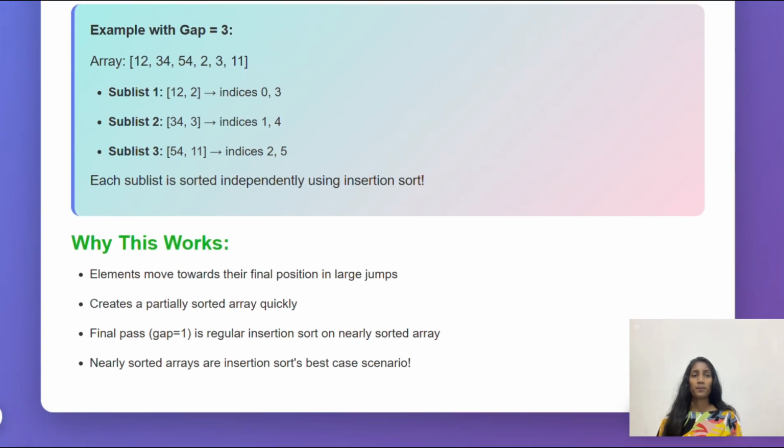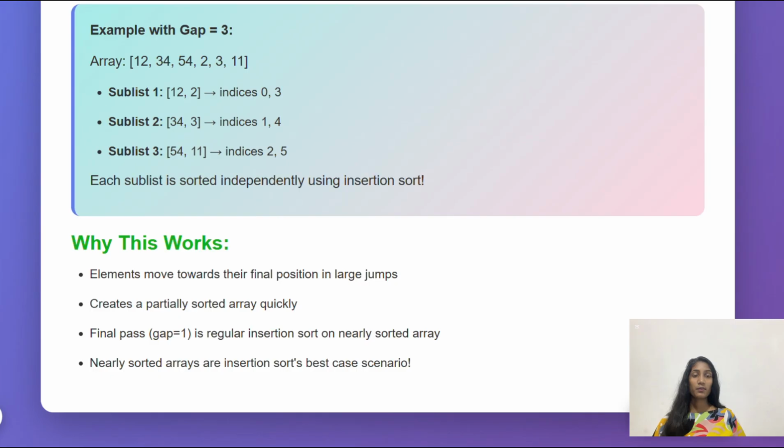Why does this work? Elements jump over large distances, moving closer to their correct positions faster than insertion sort alone. The array becomes partially sorted quickly, which reduces the total number of comparisons later. In the final pass, when the gap is 1, we perform a regular insertion sort on the nearly sorted array. Since insertion sort is fast on nearly sorted arrays, the final step completes the sorting very efficiently.